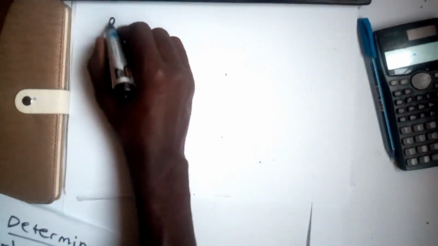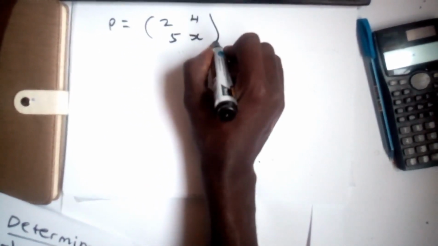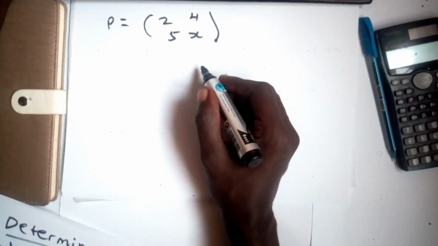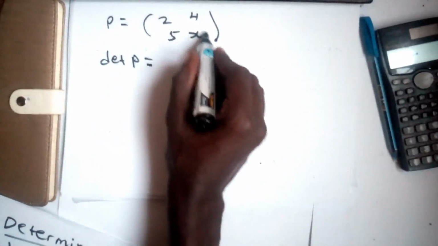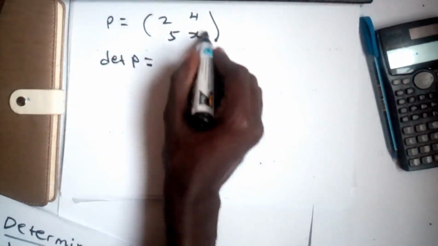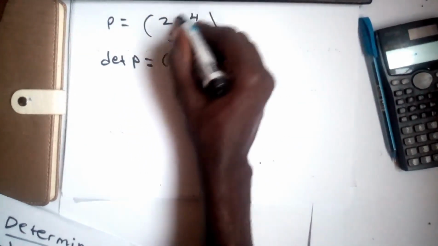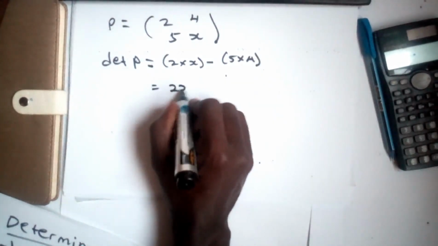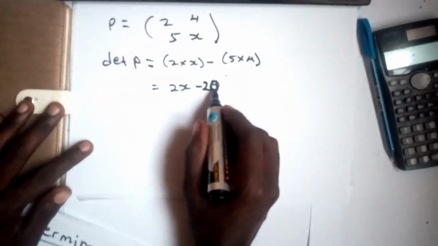We have a matrix P as 2, 4, 5, x. Then this is a singular matrix. The singular matrix has a determinant of 0. How can I find the determinant of this? The determinant of P is equal to the product of the entries in the leading diagonal, minus the product of the entries in the minor diagonal, which is 5 times 4. So I get 2x minus 20.